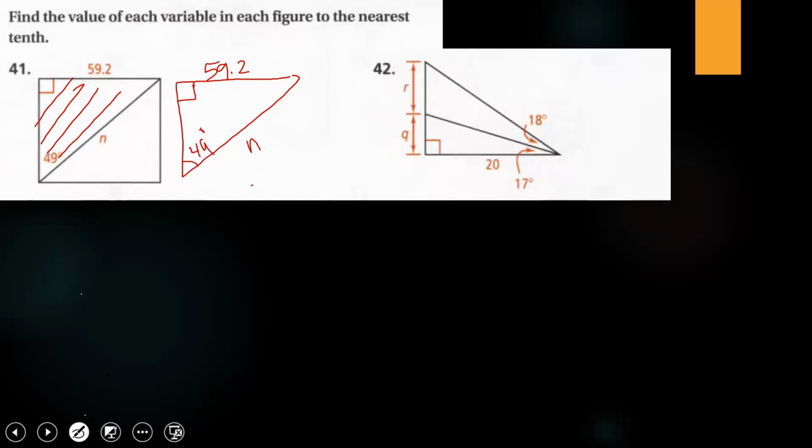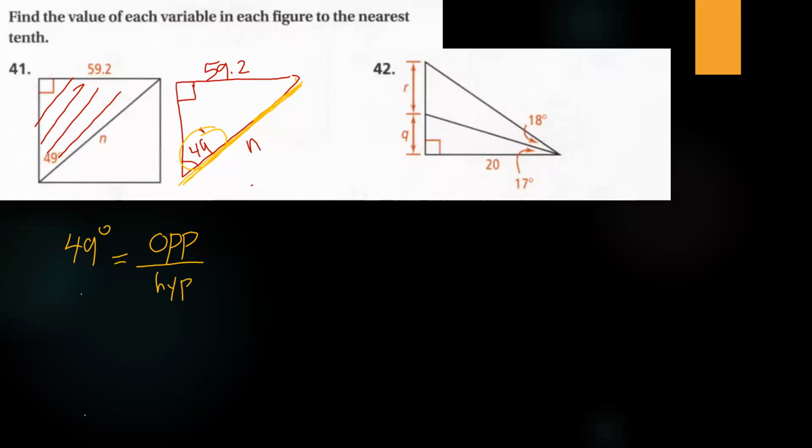So what do I have to do? I need to find n. Now look at this angle here, 49 degrees. What two sides are related to the 49 degree angle? Do I have the opposite, the adjacent, or the hypotenuse? Which two sides are given? Opposite and hypotenuse. The side that is opposite to the right angle is the hypotenuse.